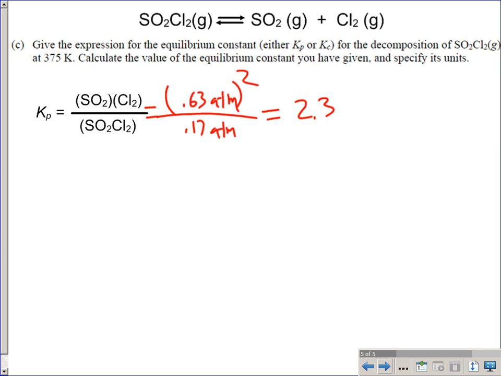Now, normally with K expressions, we don't write units, but in this particular problem, they ask for it and specify units. Well, ATM squared over ATM, that's just going to cancel to ATM. But this is something you are never going to do in normal problems. They just specifically ask for it. So you'd say 2.3 and the units of atmospheres. And that's a typical example of an icebox problem.